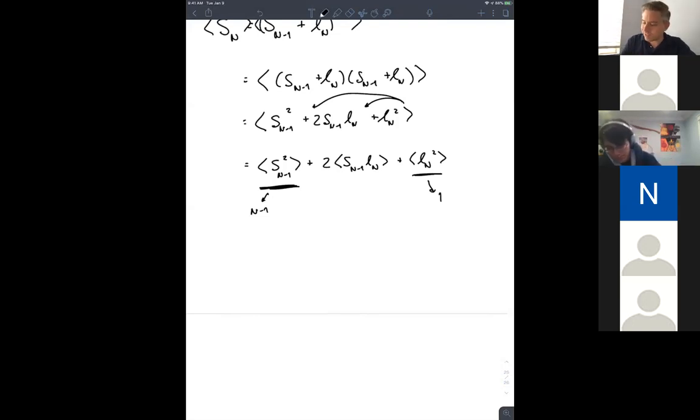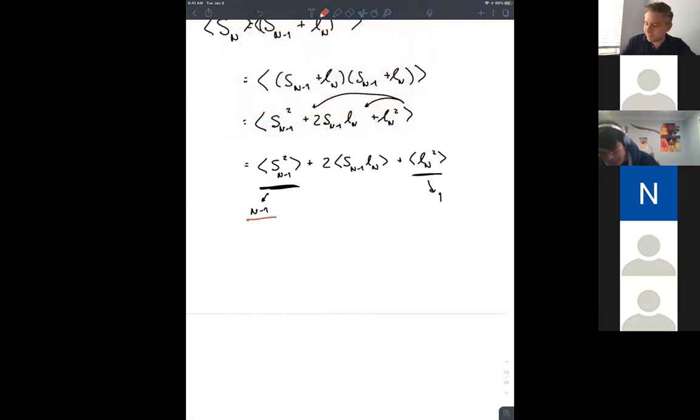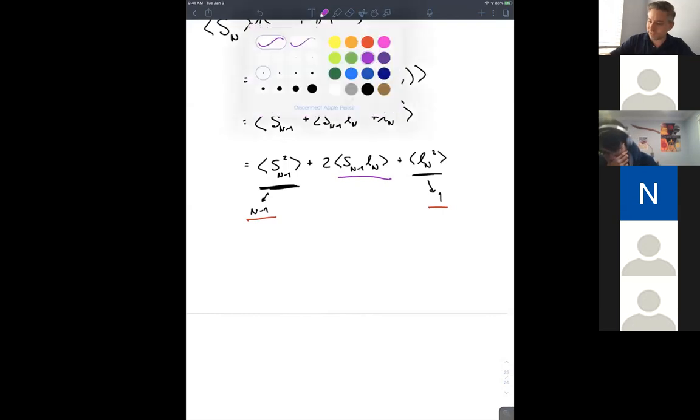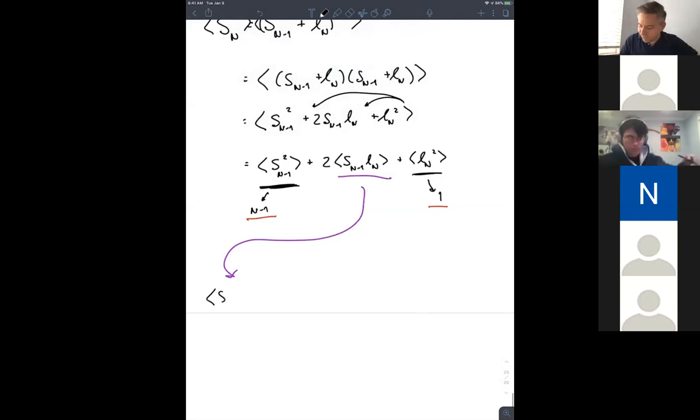So in other words, we assume this is true, and this is equal to 1. The only hard part is we have to figure out what that is. So let's figure out what that is. How do we do that? We want to calculate S sub n minus 1 times L sub n.